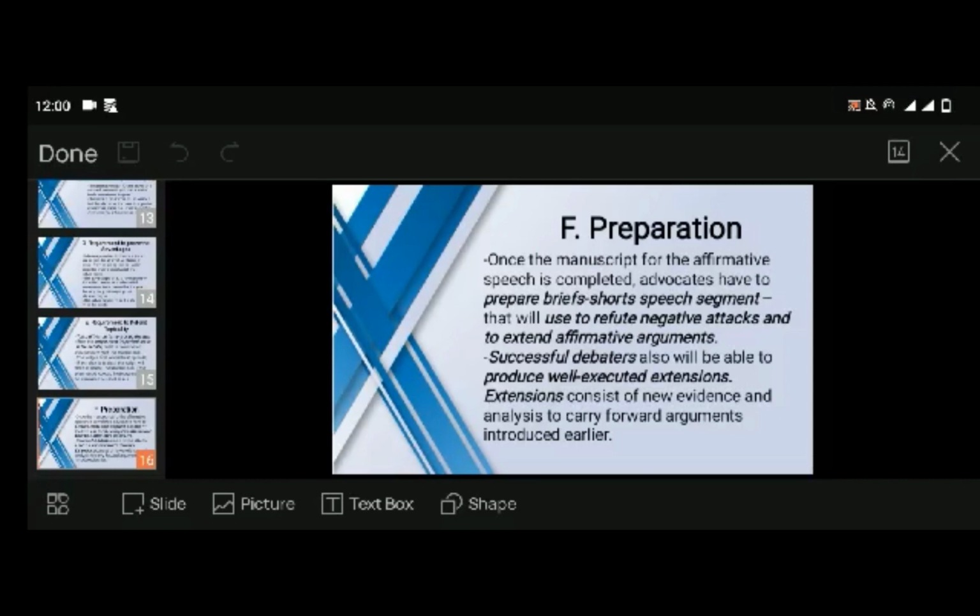Once na makompleto ang speech ng tagapagsalita, ay kailangan maghanda ng brief short speech segment. Iyon ang gagamitin upang mapabulaanan ang mga negative attack at upang palawakin ang mga affirmative argument. Magagawa rin ng mga matagumpay na debaters gumawa ng mahusay na naisakatuparan na extension. Ang extension ay binubuo ng mga bagong ebidensya at pagsusuri ng dadalhin pasulong ng mga argumento na ipinakikilala nila.